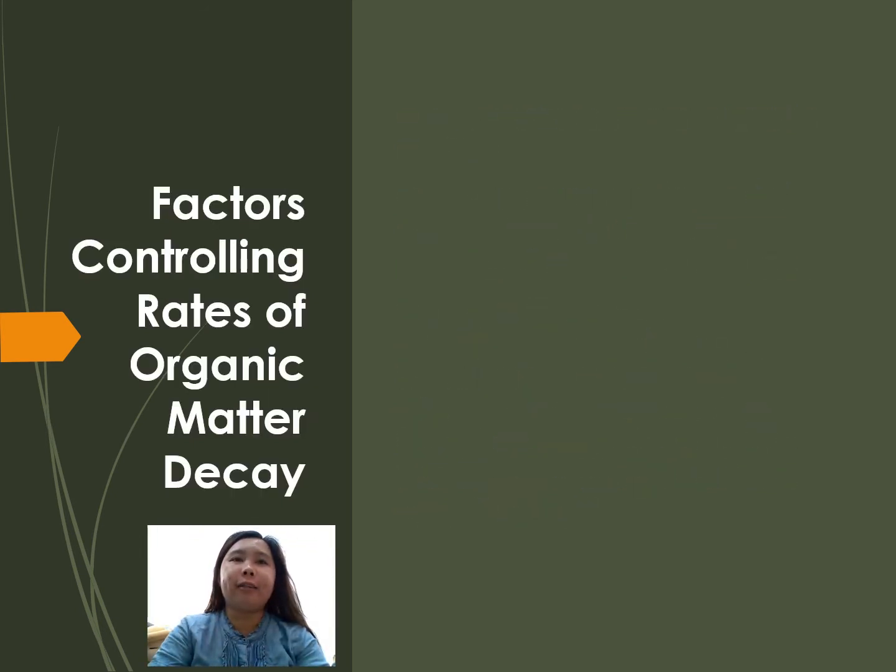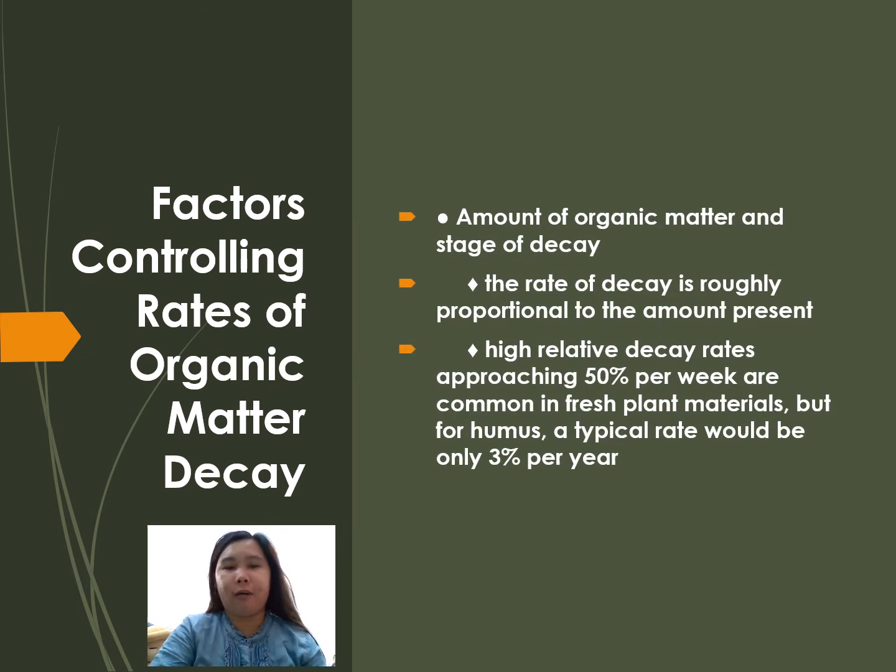Another factor that affects the rate of organic matter decay is, of course, the amount of the organic material at each stage of decay, because the rate of decay is roughly proportional to the amount present. High relative decay rates approaching 50% per week are common in fresh plant materials, but for humus, a typical rate would be only 3% per year. That is why humus is considered a stable product of organic matter decomposition and it cannot be further degraded.